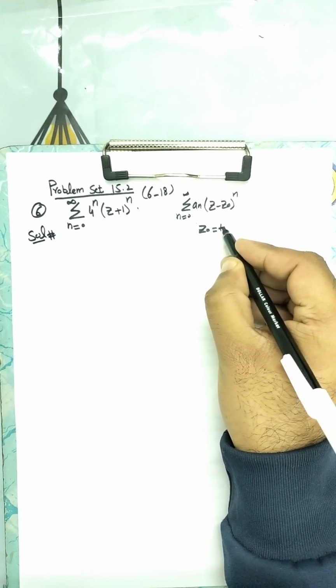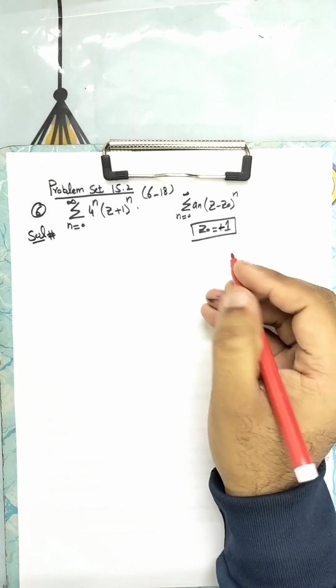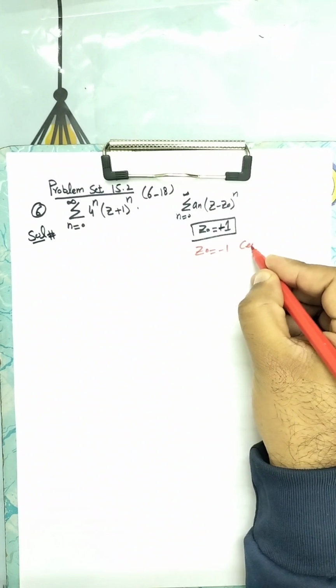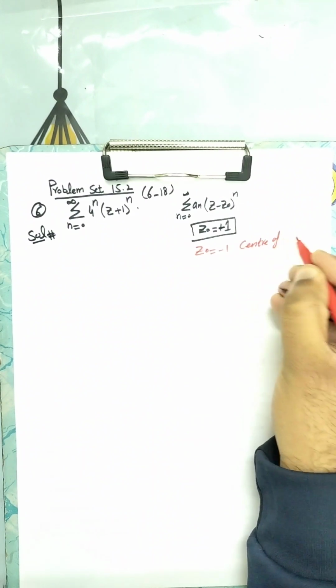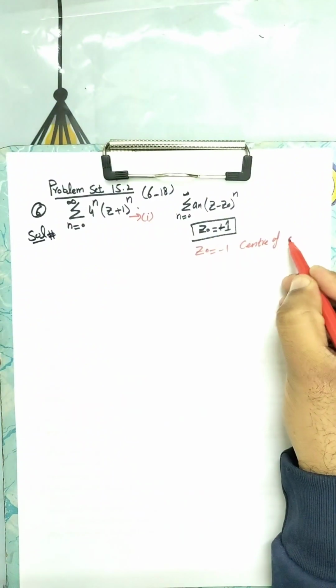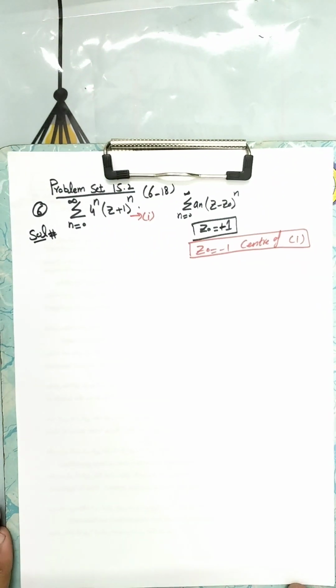z naught is equal to minus 1. So z naught equal to minus 1 is the center of the given power series. Now we find the radius of convergence.